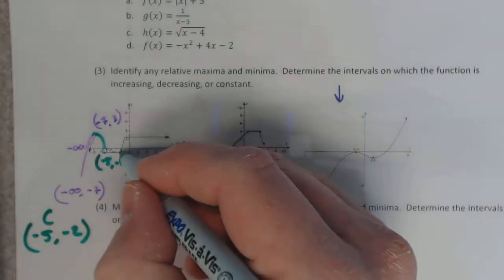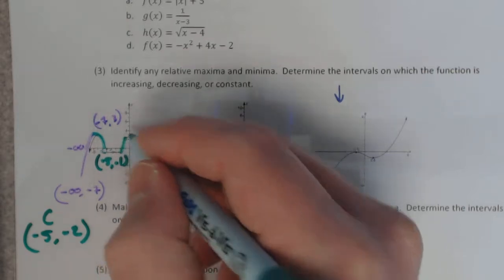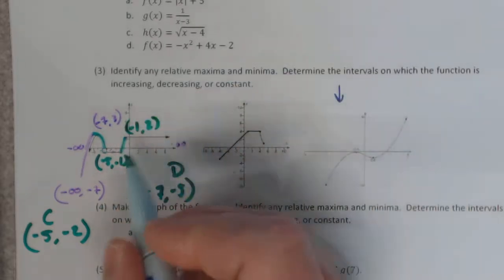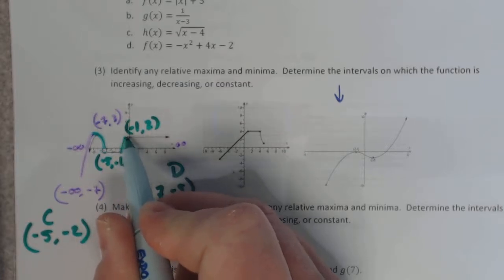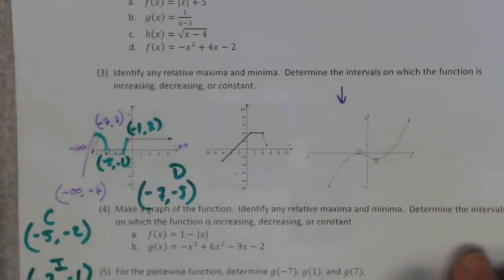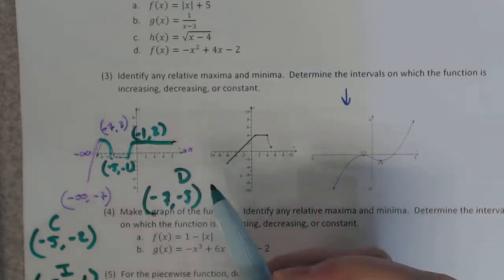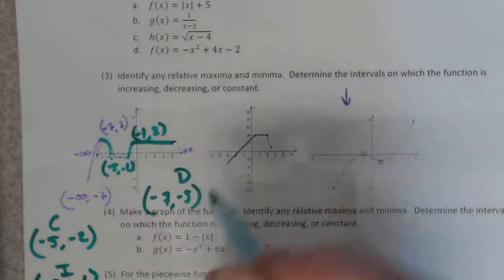Okay, now if I draw from -2, I'm going to go up again. Now that point right there is (-1, 2). So from -2 to -1, we are increasing again. And then from here out, it's flat, so that's a constant part. So the x values here would be -1 to positive infinity, constant.